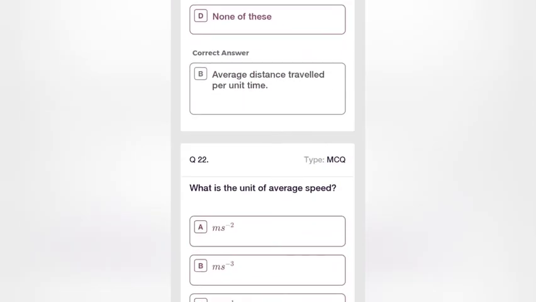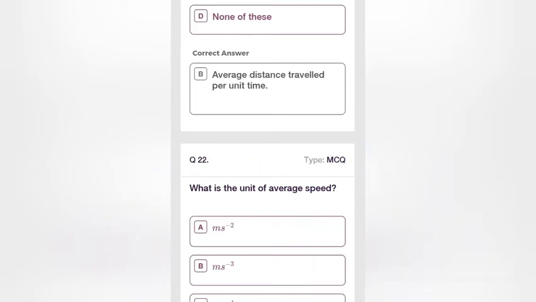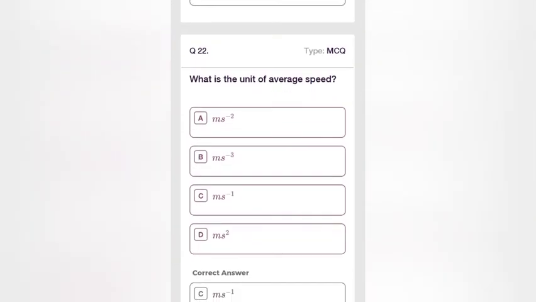What is the unit of average speed? Average speed has the same formula, total distance by total time. So it is meter per second. So it can be meter per second or meter second inverse. Option C is the correct answer.